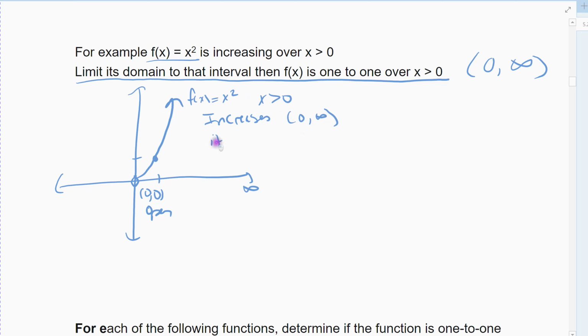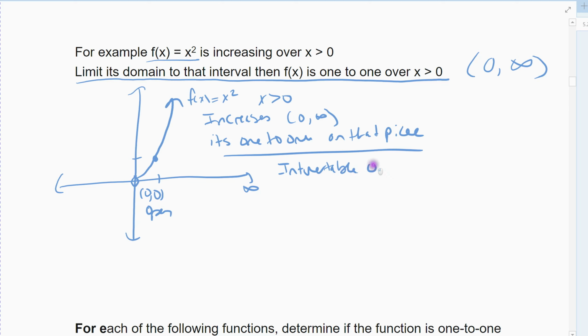And so it's one-to-one on that piece. And if I wanted to find an inverse on that piece, now, it's not invertible everywhere, but only on that piece. And so we would be able to find its inverse limited to that part of my function.